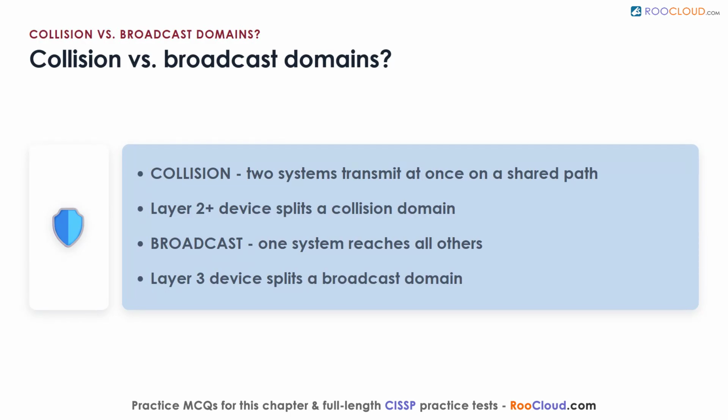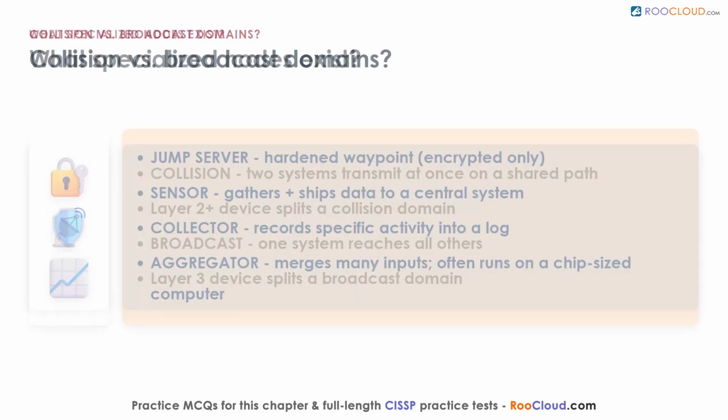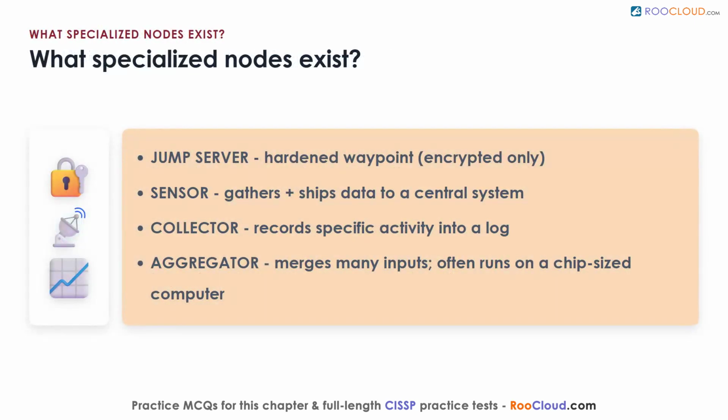A low partition stops people from bumping into each other, but only a solid wall stops a shout from carrying across. What other specialized nodes round out a network? A handful of purpose-built helpers.